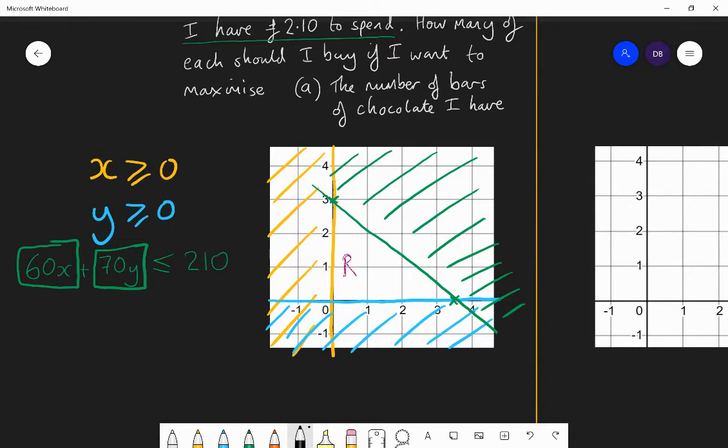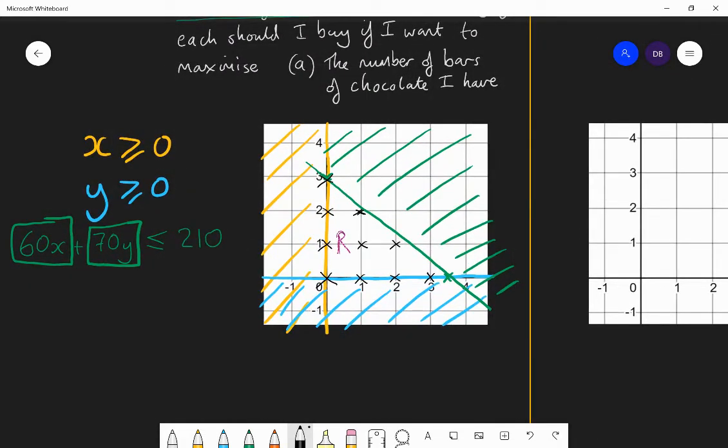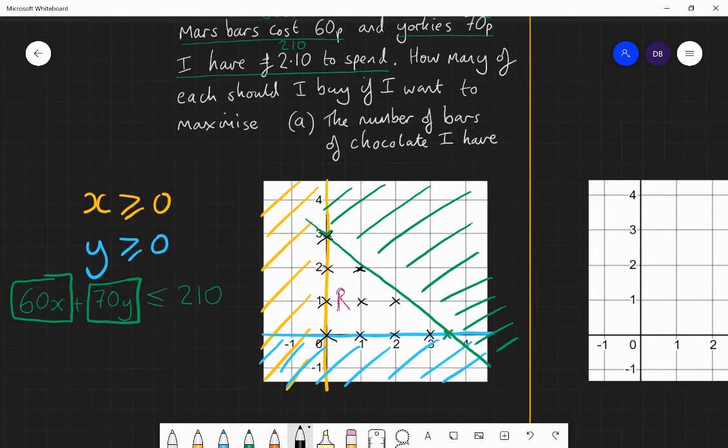Now I'm allowed to be on a solid line, so I'm allowed to buy no Mars bars and no chocolates. Sorry, no Mars bars and no Yorkies. And I'm allowed to buy 1, 0; 2, 0; 3, 0; 0, 1; 1, 1; 2, 1; and 0, 2; 1, 2 is just within; but not 2, 2. I can't buy 3.5 because I have to buy a whole number of chocolates. Okay.